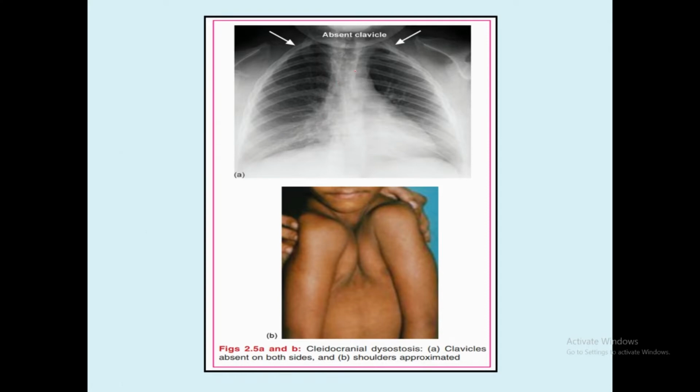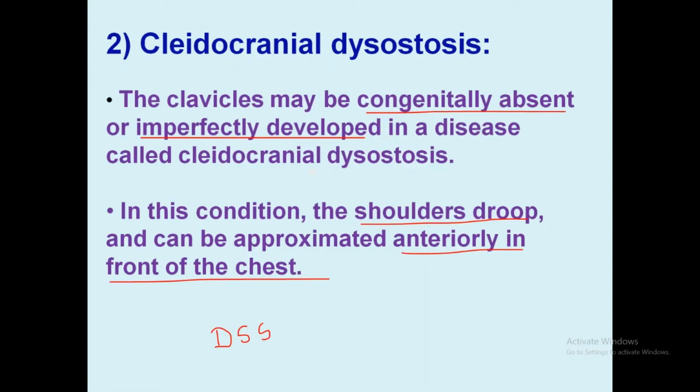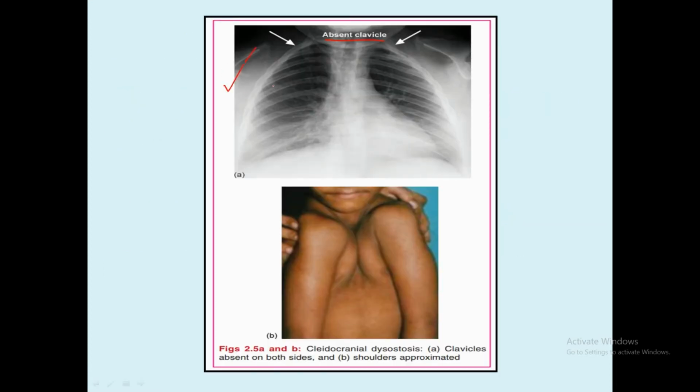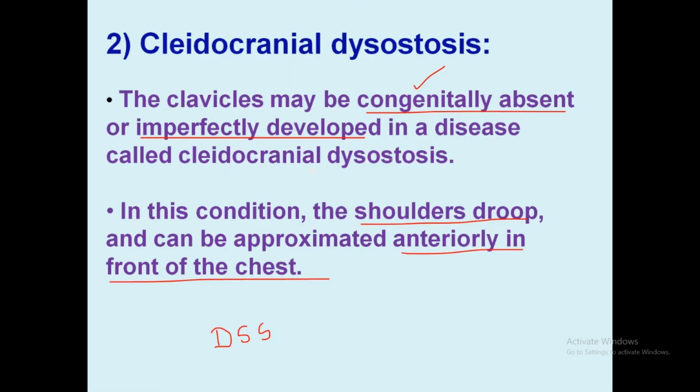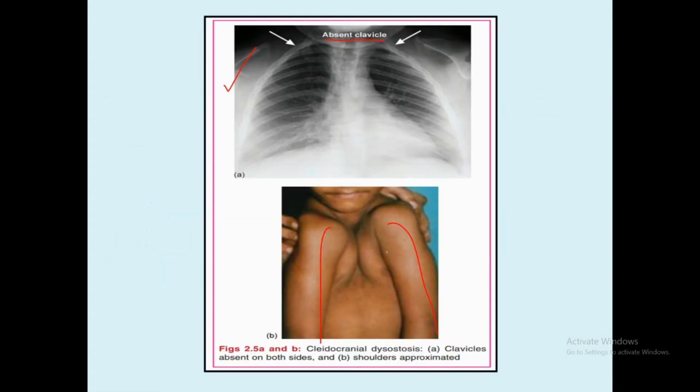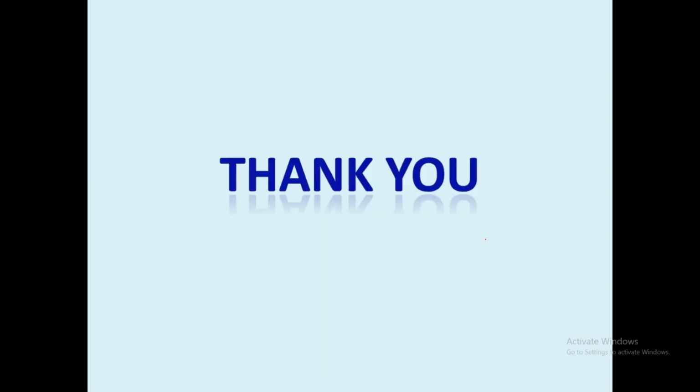In this picture, you can see the cleidocranial dysostosis. Here, the clavicle is absent on both sides. This condition is congenitally absent, that is, absent by birth. And in this condition, the shoulders are approximated. It is imperfectly developed, and the shoulders are approximated anteriorly in front of the chest. Thank you.